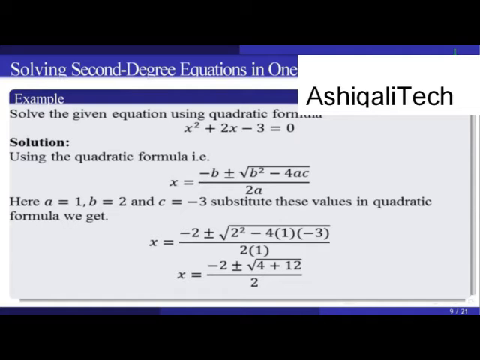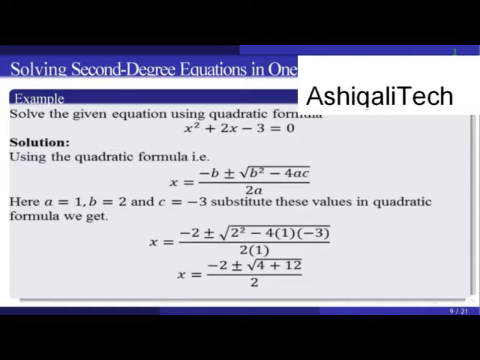We have the quadratic equation x² + 2x − 3 = 0. Using the quadratic formula, that is given by x = (−b ± √(b² − 4ac)) / 2a.